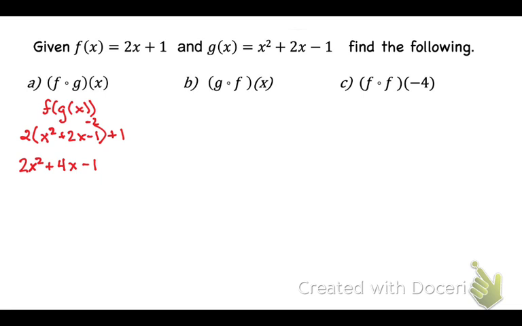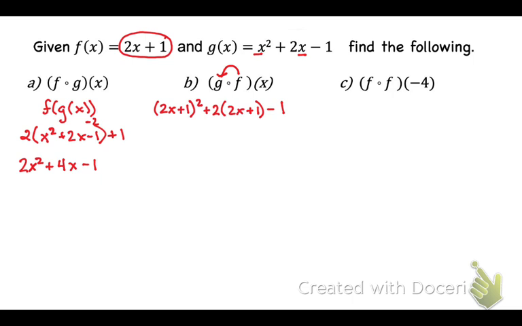Okay, now the next one. I have f composed of f of x. So what's going in? F is going to g. So this whole f in for every time you see an x. Ew. So then it's going to be 2x plus 1 squared plus 2 times 2x plus 1 minus 1. It could be worse.